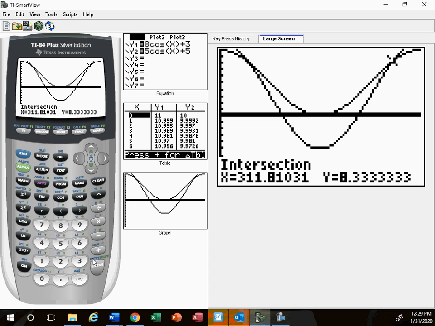Did you find the one on the left? Did anybody's calculator go left instead of right? That's okay. I set it up to do that. We have to find both of them, so that's fine. Go ahead and jot down the first one. It'd be 311.810.